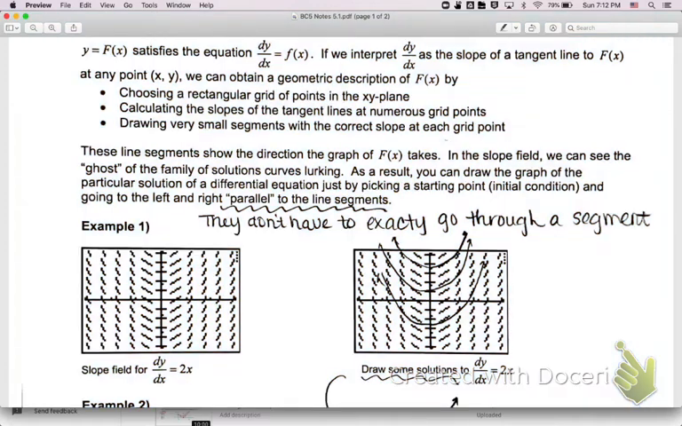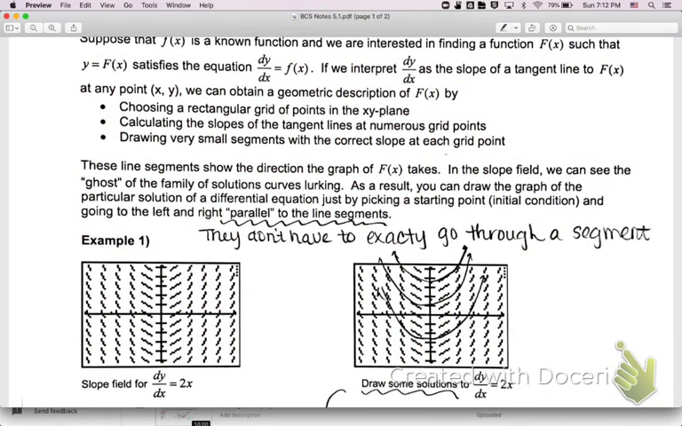Now, here's what really helped me with this, okay? These line segments show the direction that the graph of essentially the antiderivative, the original function, is going to take. You almost see kind of the ghost of a family. To me, when I look at these slope fields, I see movement. I kind of see on example 1, it swooshes down from the top and turns around. You can kind of predict where it's going to start. If we just pick a single starting point, that would be considered our initial condition.